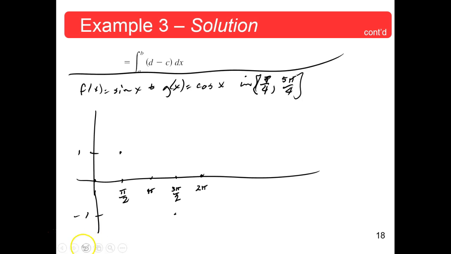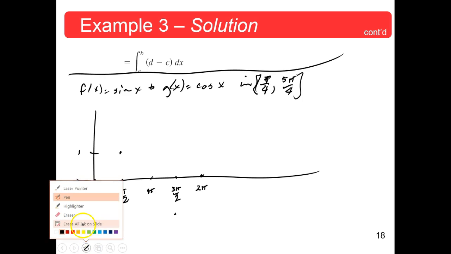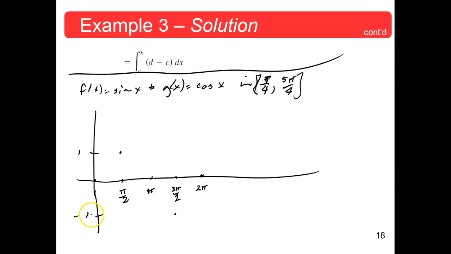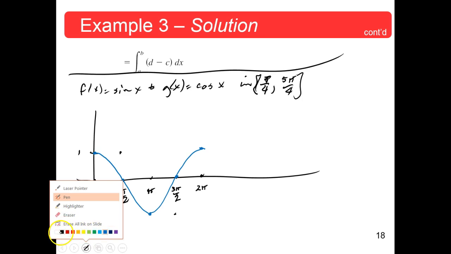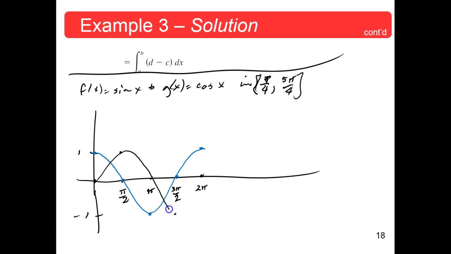The cosine, what color do you want cosine to be? Blue. Cosine starts at 1, goes down to 0, down to minus 1, up to 0, and up to 1 again. So cosine does something like this, and sine does something like that. We want the region between pi fourths, which is right here, and 5 pi fourths, which is right there. It's in between pi, which is 4 fourths pi, and 3 halves pi, which is 6 fourths pi.